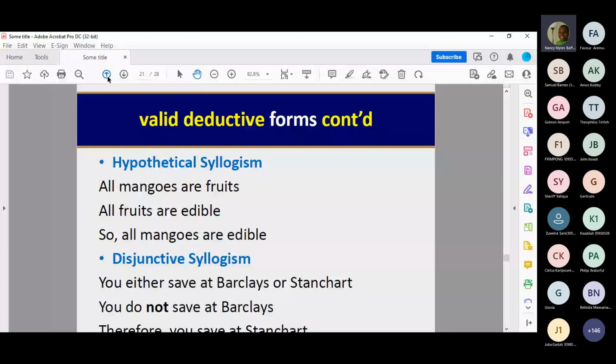So look at this on the screen now. We haven't done hypothetical syllogism. Don't worry, I'm just using the example for you. All mangoes are fruits, all fruits are edible. Then it will follow that all mangoes are edible. That's hypothetical syllogism. This is valid by hypothetical syllogism. And the premises are all true. It is true that all mangoes are fruits. And it's true that fruits are edible. We eat fruits. Then it will have to follow that mangoes are edible because mangoes are themselves part of fruit. This is not just valid, but those two premises here are true. So this is what? A sound argument.